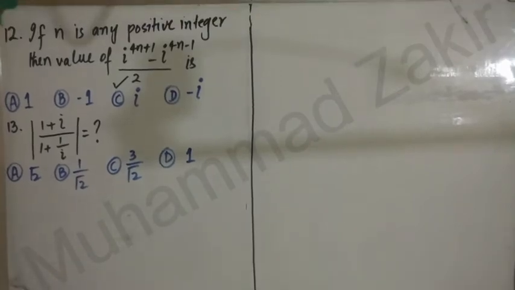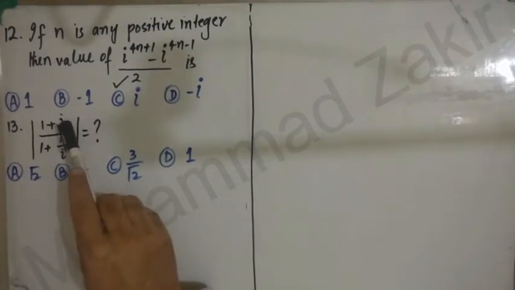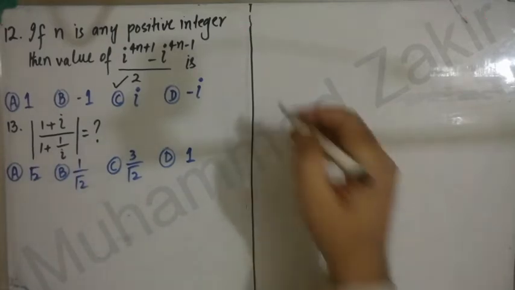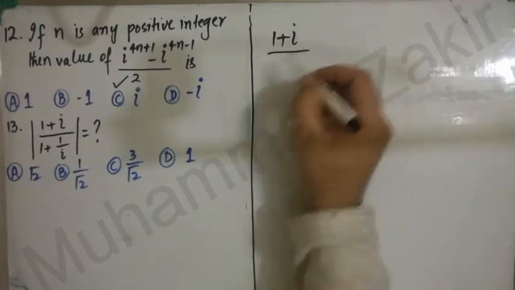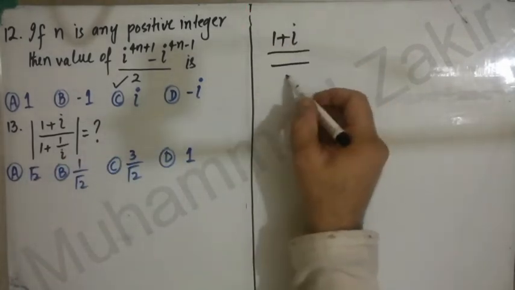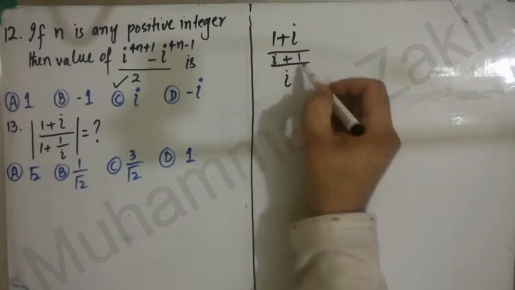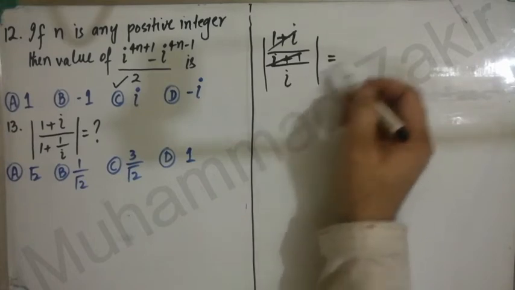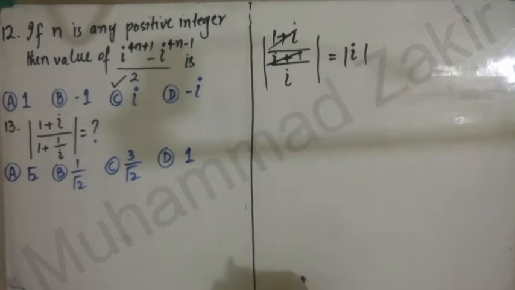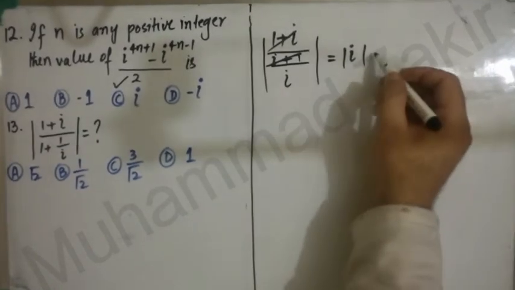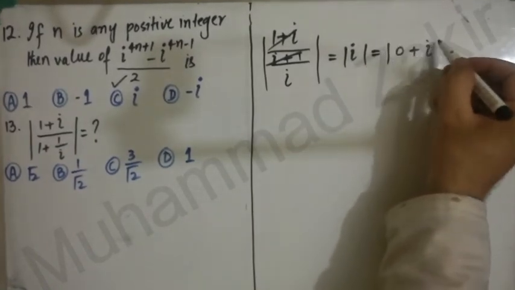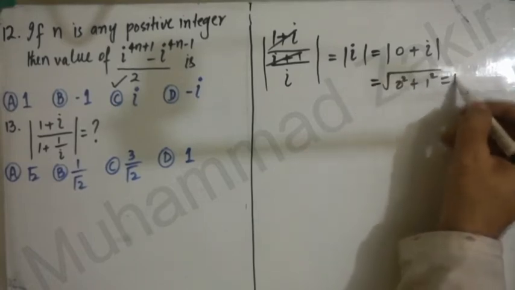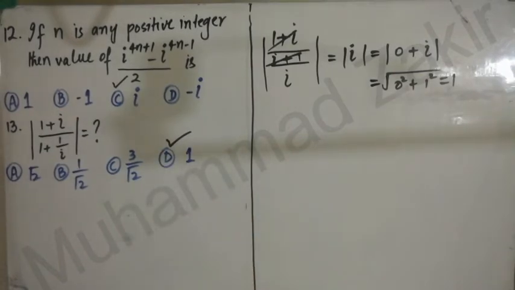Students, the next question is the modulus of (1 + i) divided by (1 + 1/i). What is it equal to? It can be evaluated simply. If we take the LCM in the denominator, it will be (i + 1) divided by i. These two values are similar and will get cancelled. In the modulus, the i from the denominator rises to the first place, and the magnitude of i can be written as 0 plus i, which means 0 plus 1 i. Modulus is the square root of real part square plus imaginary part square. It is equal to 1. So this is the correct answer.